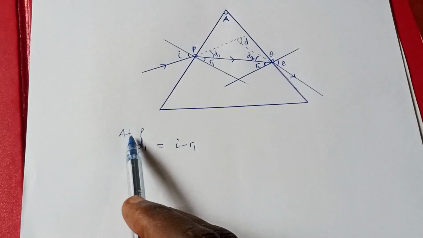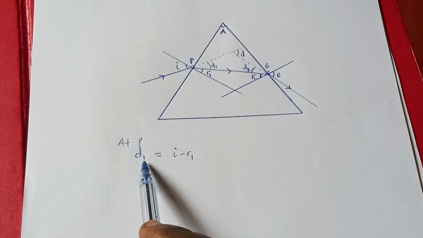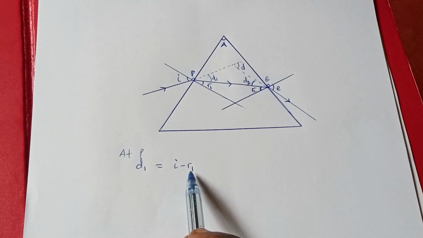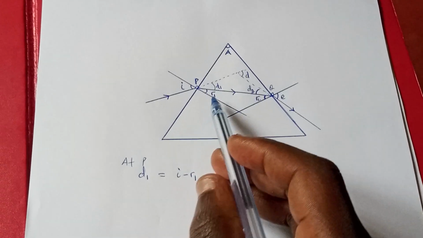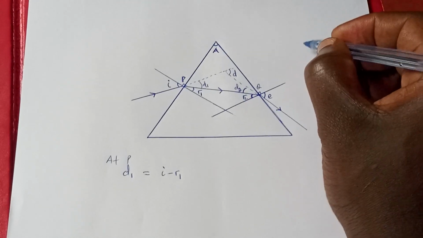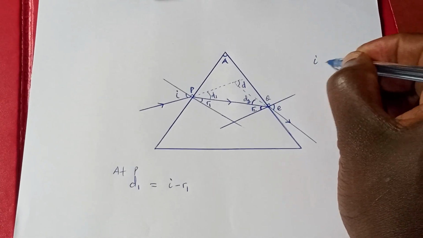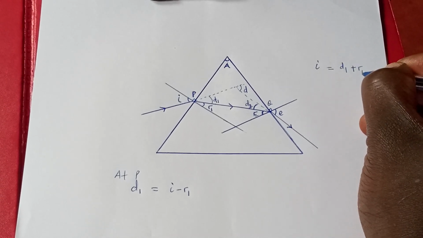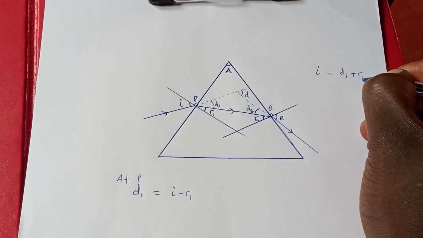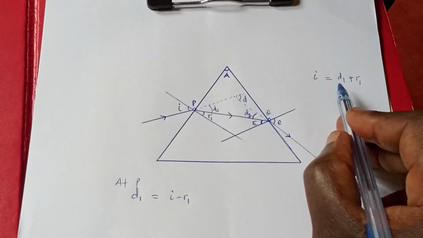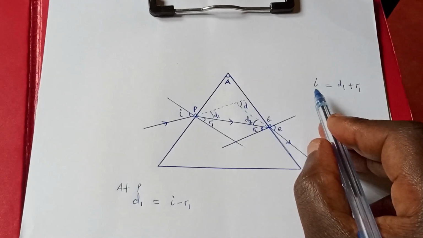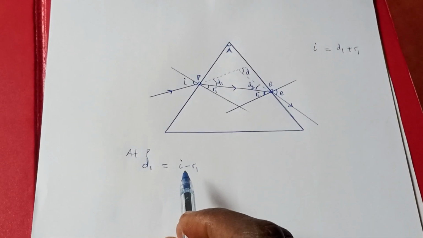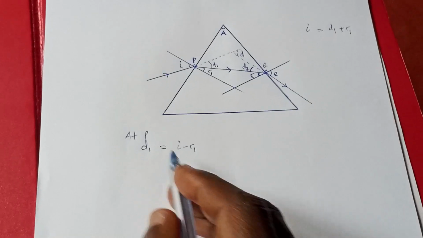So that's why we are saying at point P, deviation 1, that angle of deviation, equals I minus R1. Where did this come from? Remember we said that I equals D1 when you add it to R1, since those two angles are corresponding at point P. Now when you make D1 the subject, D1 will be I minus R1. And this is the expression we have here. We continue.